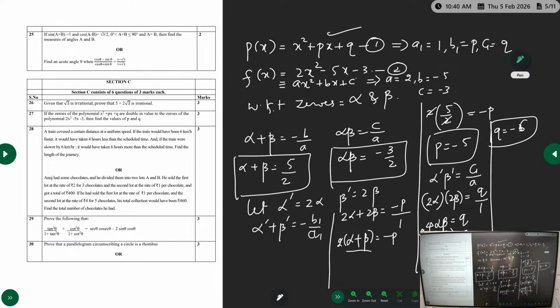Now, question number 28 is very important. If you read the question, you will feel it is a quadratic equation. What is that question? A train covered a certain distance at uniform speed. If the train would have been 6 km/h faster, what is the 6 km/h? Speed. It would have taken 4 hours less.